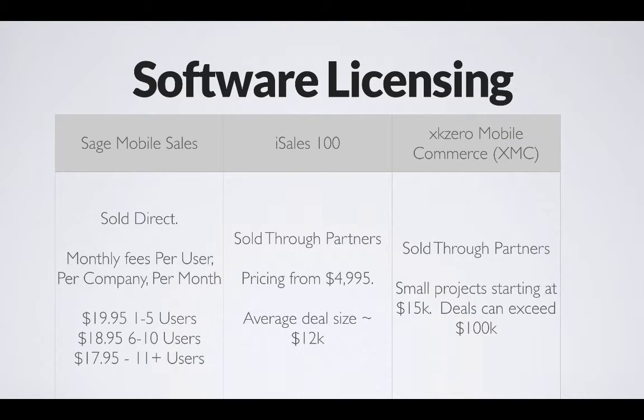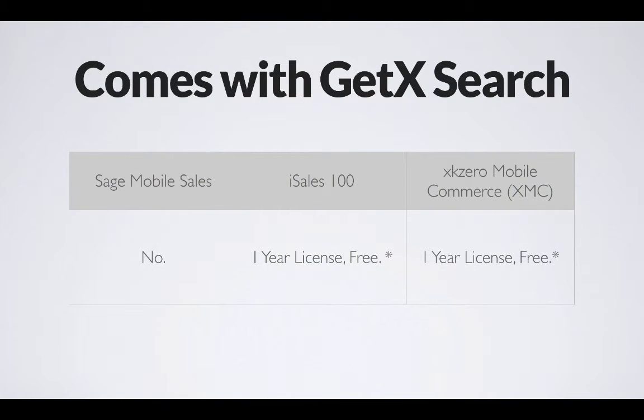XMC, xkzero Mobile Commerce, is sold through partners. We do have situations where we also sell that direct. Smaller projects can start as little as $15K, but deals for that can exceed $100,000.